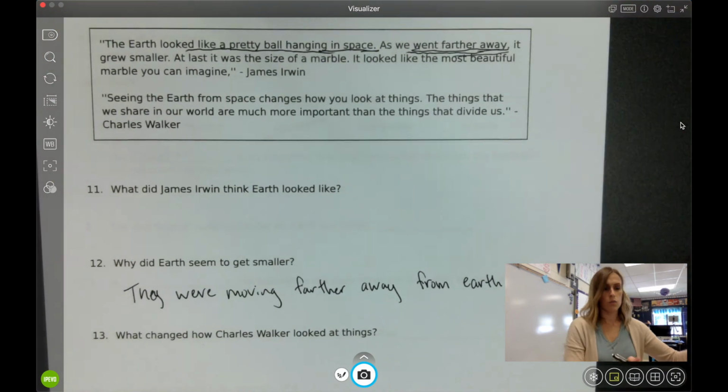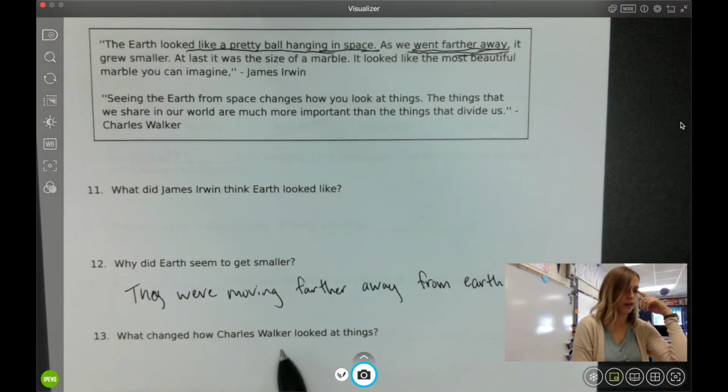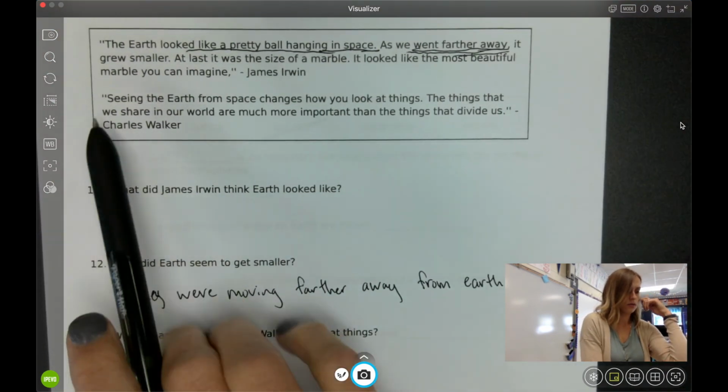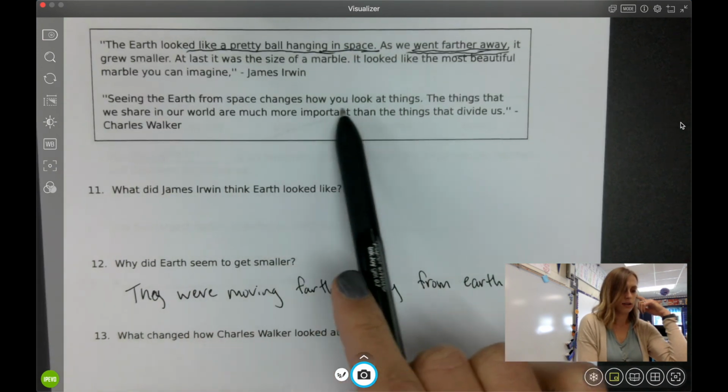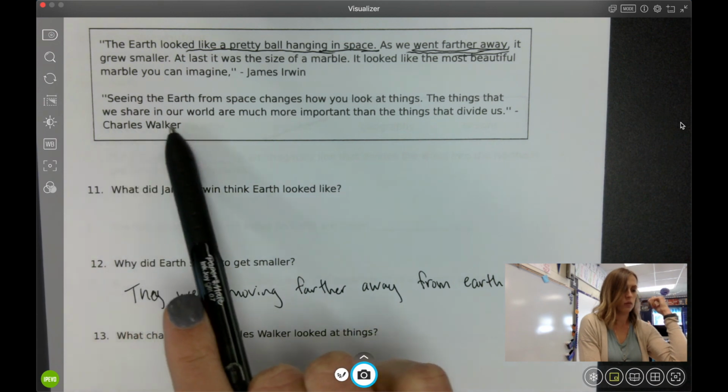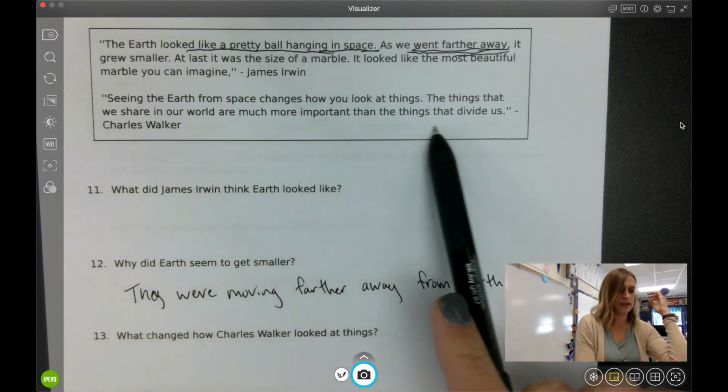Number 13, what changed how Charles Walker looked at things? So reread this part. Seeing the Earth from space changes how you look at things. The things that we share in our world are much more important than the things that divide us.